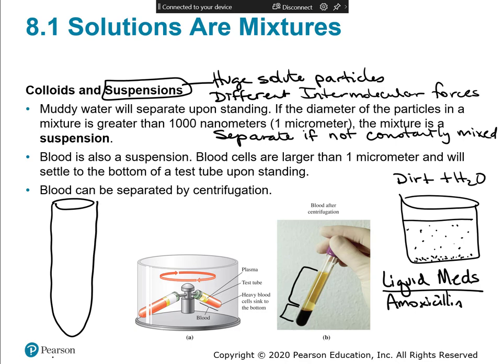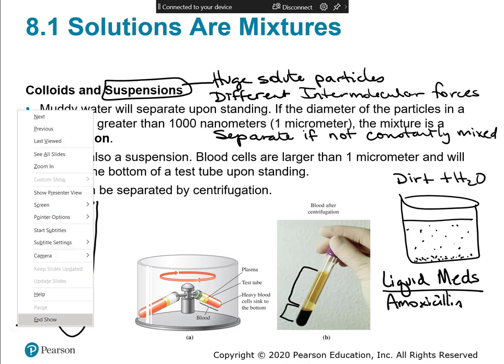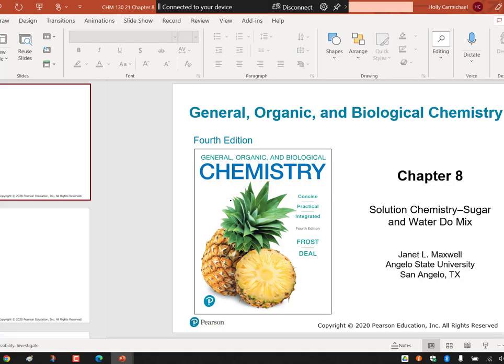Normal blood, not that blood, normal blood. No, it's not going to let me do that. It hasn't done this in a while.